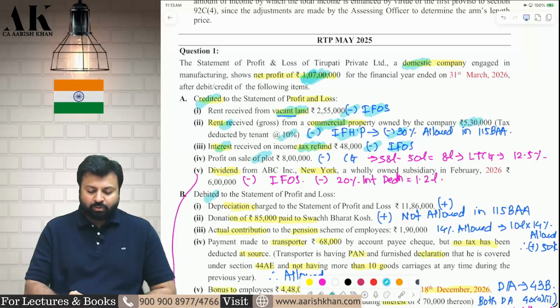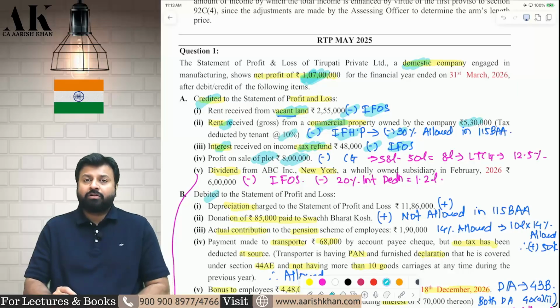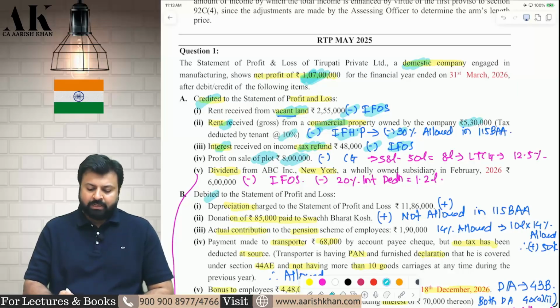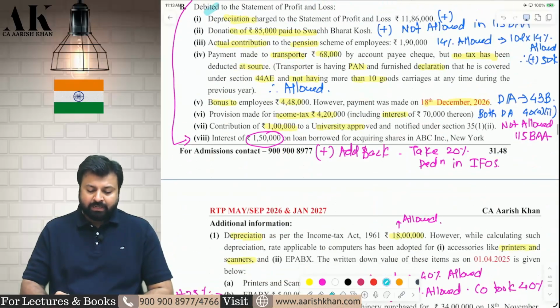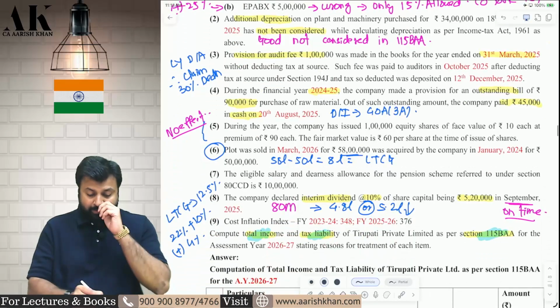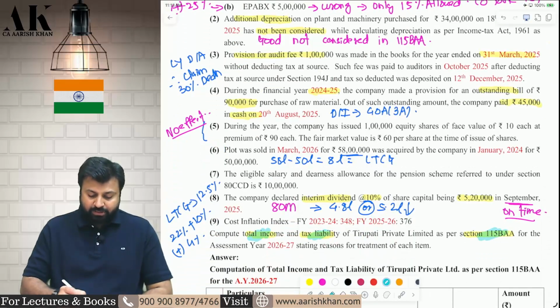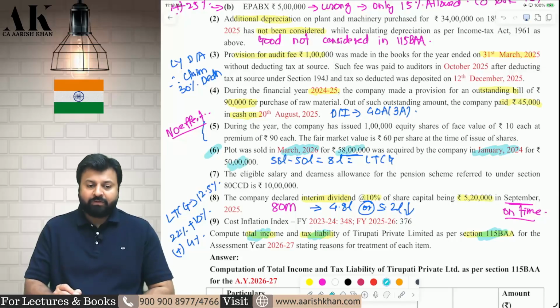Next one, you have sold some plot of land, and the profit on the sale of land is 8 lakh rupees. First of all, reduce this profit from PGBP and show this profit under capital gains. So how to compute this profit? For that purpose, they have given some information in point number 6 in the additional information. You can check it over here. The plot was purchased in Jan 24 and it is sold in March 26. The plot was purchased for 50 lakhs and it is sold for 58 lakhs.